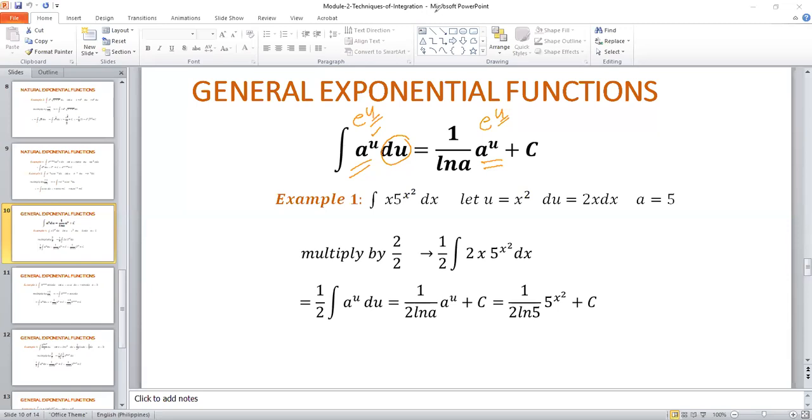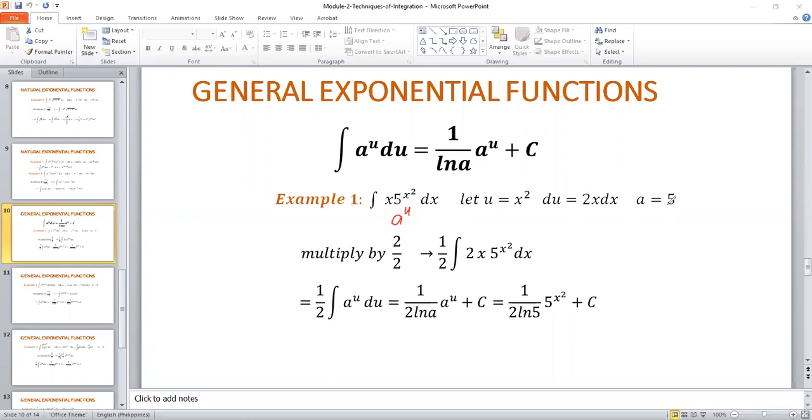Okay, ln of a. Now, I will clear my markers on top so it would be clearer when I explain the example. So this 5 raised to x squared is your a raised to u. Then your u must be x squared. The du is 2x dx. Your a is 5. You can see here, a is 5.